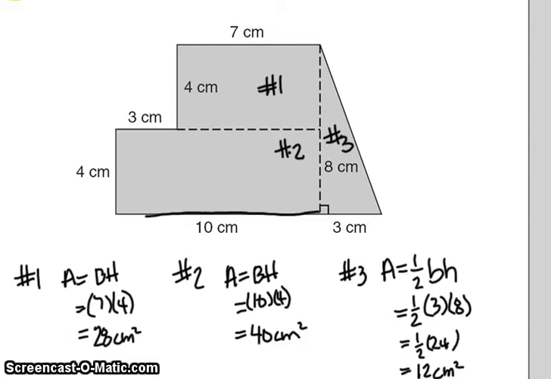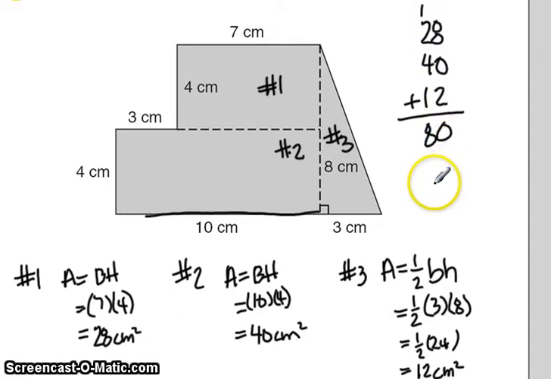So we broke it apart. We figured the area of each one of those shapes. Now we just have to add up our areas. So when we add all three of those up, oh, made a mistake there. 8 plus 2 is 10. Carry my 1. So that's 3, 7, 8. So the area of this irregular shape is 80 centimeters squared.